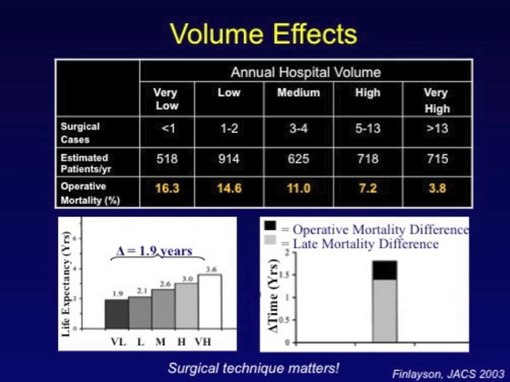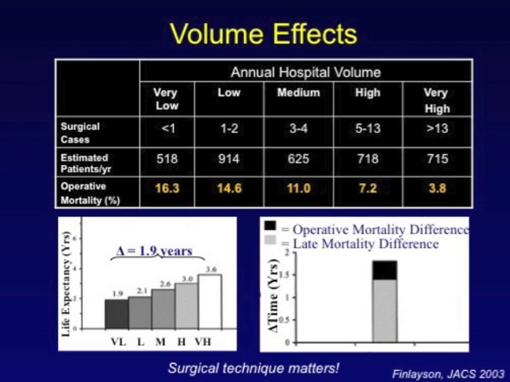And one of the most important things that can affect the outcomes associated with a surgeon's operation that they perform is the number of operations they do perform on a yearly basis. At the top of this slide, you can see a chart which shows the number of surgical cases, the estimated number of patients treated yearly, and the operative mortality, or the percent of patients that die from pancreatic cancer operations in hospitals who treat very low, medium, high, and very high number of pancreatic cancer patients.